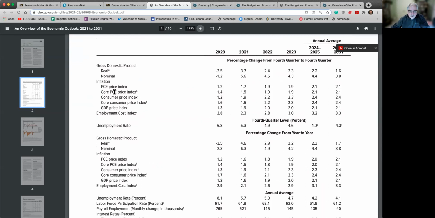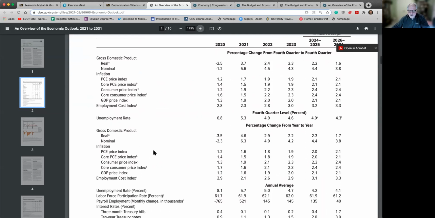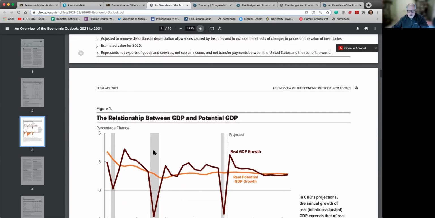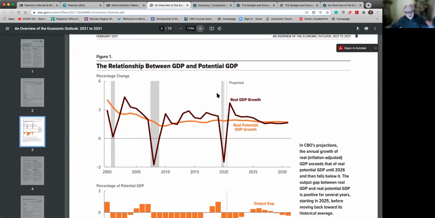These are the different kinds of variables they're looking at: inflation rate, real GDP, employment, unemployment rate. All of those are what they're trying to predict over the next decade. Potential GDP: how close is actual real GDP to potential GDP, in this case in terms of percentage change? What's happening, or how fast do we expect the potential of the economy, the full employment level of real GDP, to increase?